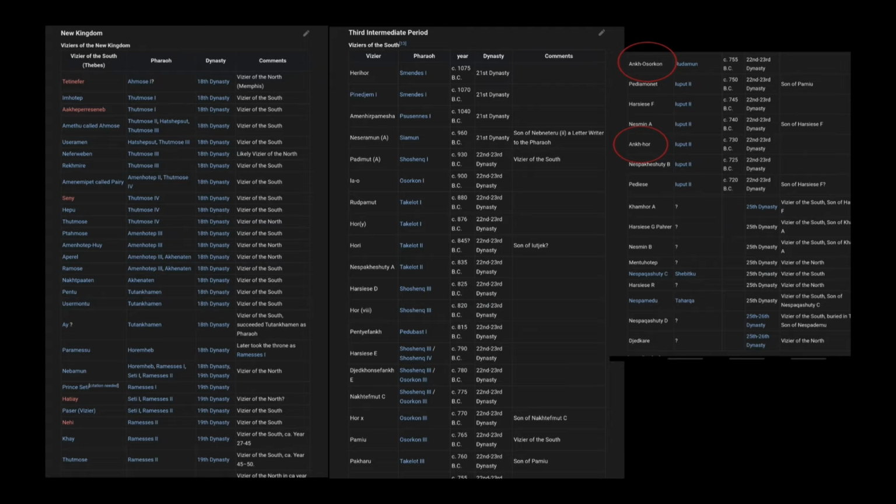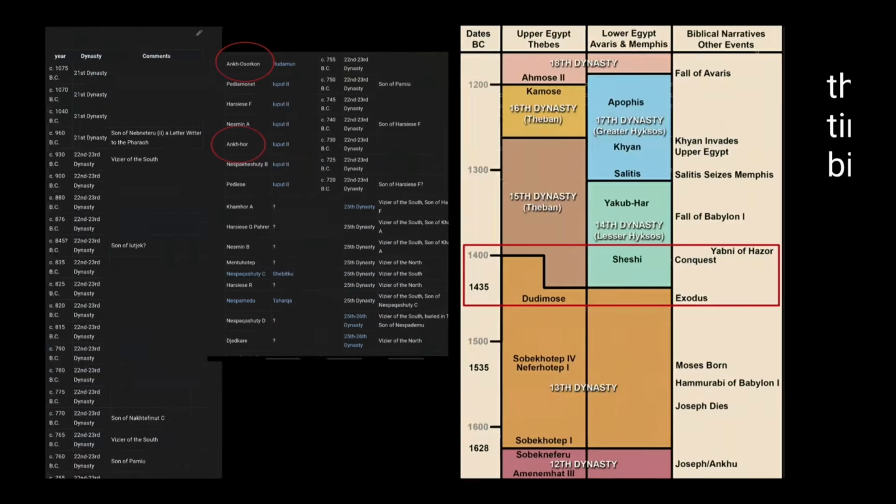If we start in the New Kingdom, which is when conventional historians tell you Joseph would have theoretically lived, we do not find any vizier whose name contains an Ankh. We do have a couple of viziers in the third intermediate period, but nobody is suggesting that Joseph lived in Egypt during the 22nd or 23rd dynasty, so we can ignore those.